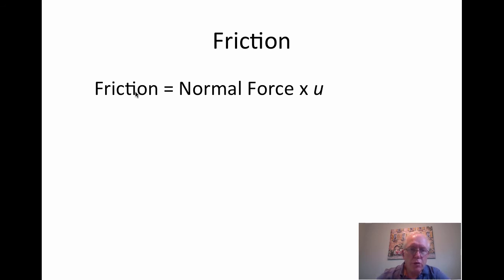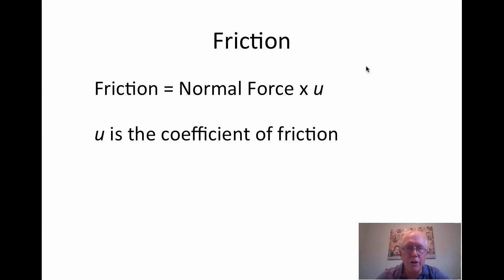The force of friction is going to be the normal force, so these are measured in newtons, multiplied by a coefficient of friction. Now, this coefficient of friction is the italicized letter U, or actually the Greek letter mu. So the coefficient of friction here is mu. That's what they call the coefficient of friction. And that value depends on the surfaces that you're dealing with.